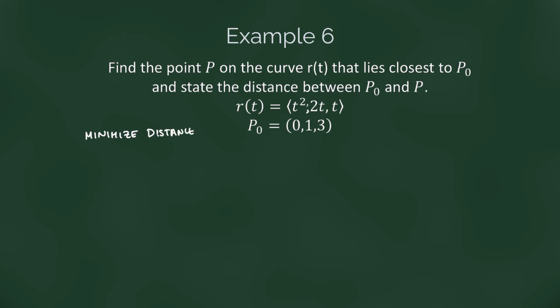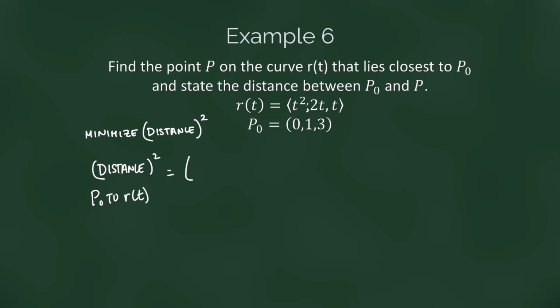But we're going to make our lives a little bit easier by recognizing that minimizing the distance is exactly the same as minimizing the distance squared. So if we write the distance squared from p naught to the curve for any value of t, that is going to be given by t squared minus 0 squared plus 2t minus 1 squared plus t minus 3 squared. If we put a square root around all of that, we would have the distance formula, but since we're squaring it, we don't need the square root.